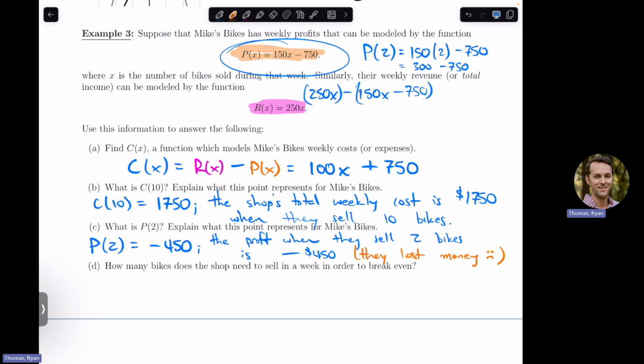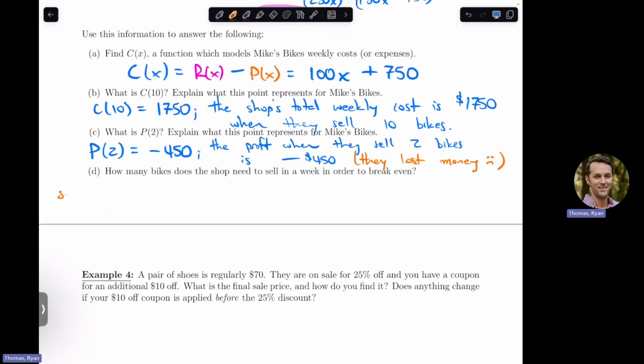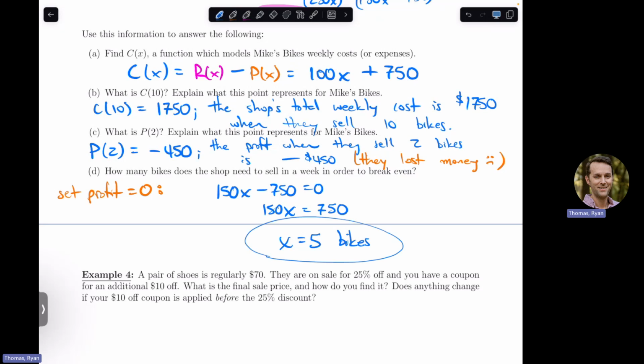To get that dialed in more, we can take the profit and set it equal to 0. So yes, x is 5. So that's the bare minimum they need to do in a week to make it worthwhile to even be there, right? Okay. Did you have any questions about that? Okay.